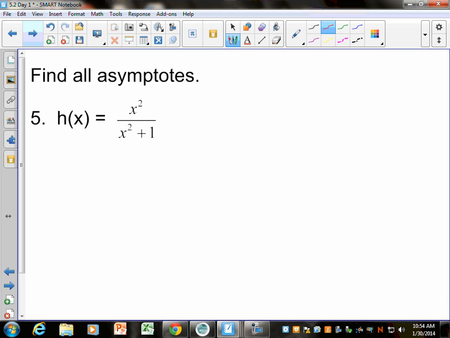Vertical asymptotes. If I said x squared plus 1 equals 0, what happens? I get imaginary again, right? So what does that mean? The domains are real numbers, so what's that mean for my asymptote? Is there a vertical asymptote? No. So if this doesn't equal 0, if it's imaginary, we can say there is no vertical asymptote.